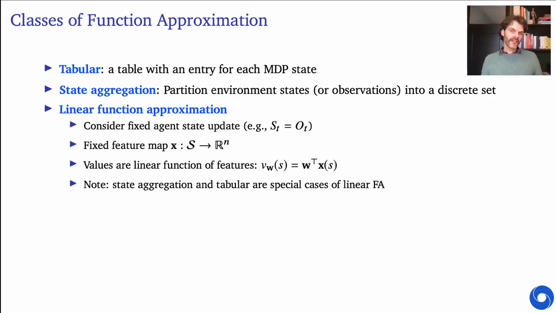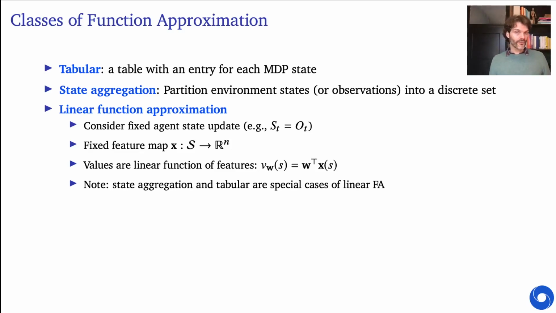Now note that state aggregation and tabular are actually special cases of this more general class, because in the tabular case, we could just consider the feature vector to have as many entries as there are states, and then have the entry of the current state be 1 whenever you're in that state, and all of the other entries be 0. So it's a one-hot representation, as they sometimes call this, where the state is kind of picked out by the feature vector.